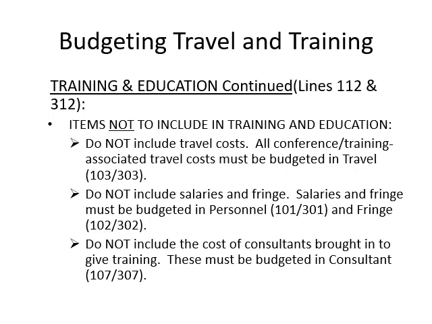So items not to include in training and education, similar to travel, but on the other end here, you would not include travel costs in the training and education. All of those conference and training related travel costs would go in line 103 for program support or 303 for administration, because they are the travel costs.